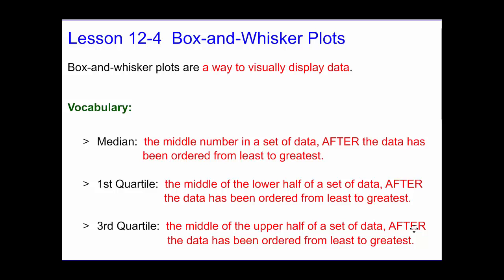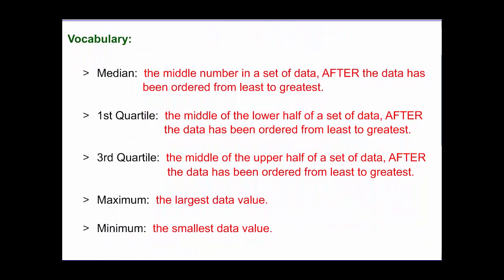So some vocabulary we need to look at when making Box and Whisker Plots. Some vocabulary terms that we need to define and then plot are the median. The median is the middle number in the data set, after the data has been ordered from least to greatest. So one of the first things that we're going to do when given a data set is order the data from least to greatest.